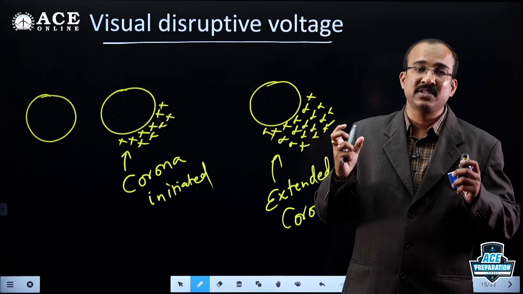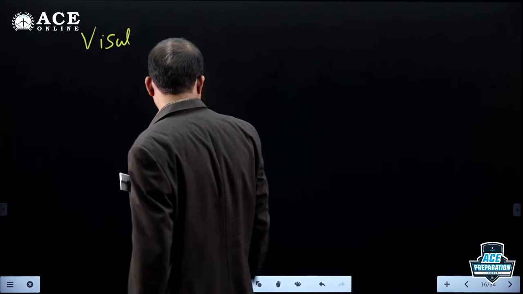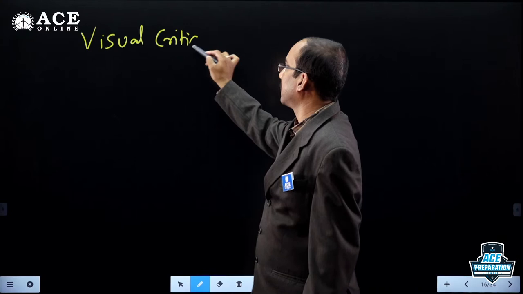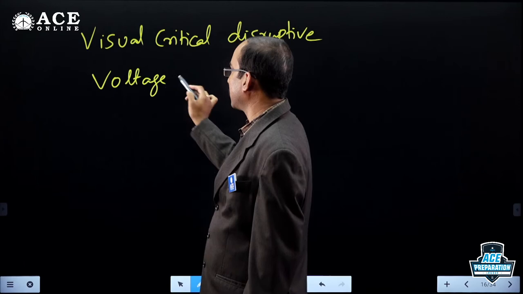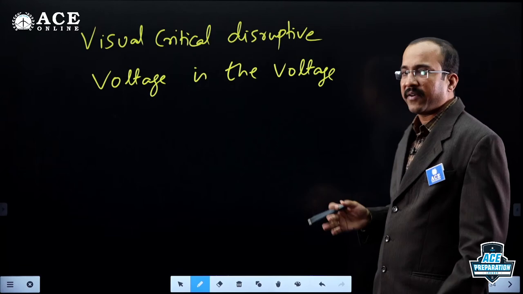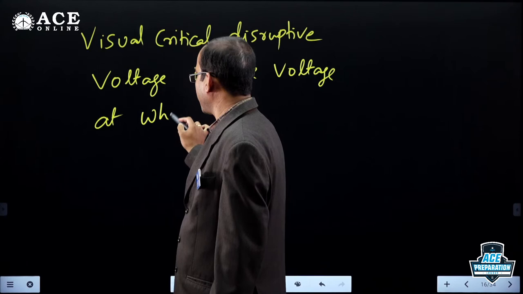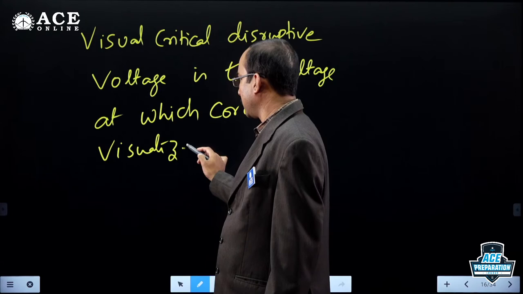So, visual critical disruptive voltage means the voltage at which the corona is visualized. Let it be indicated with Vv.